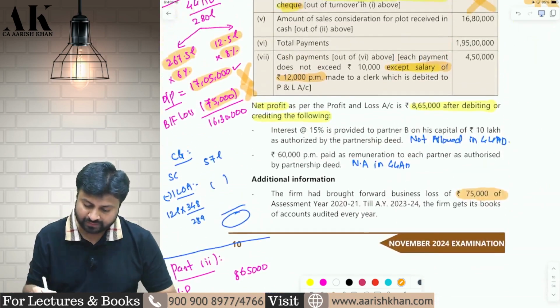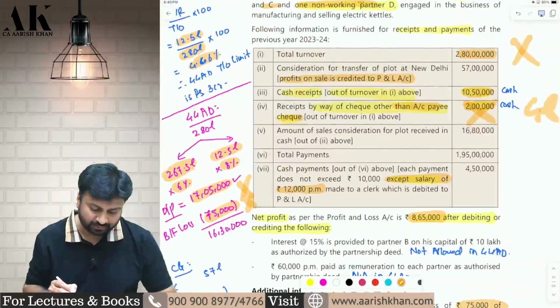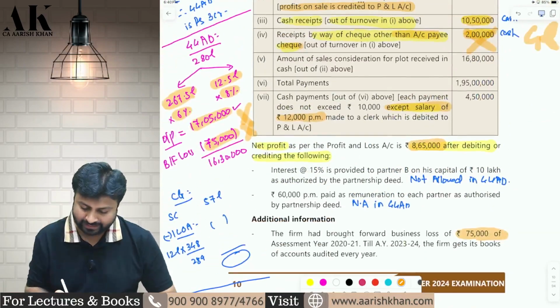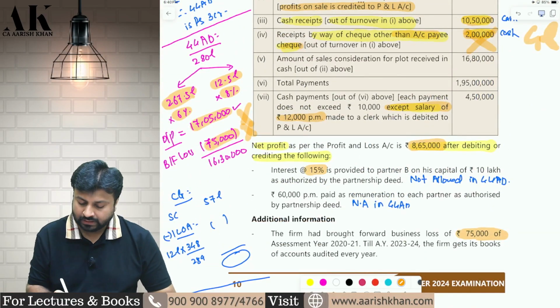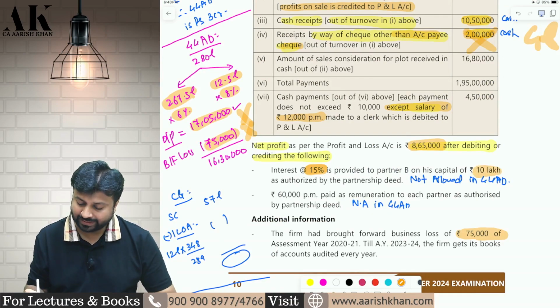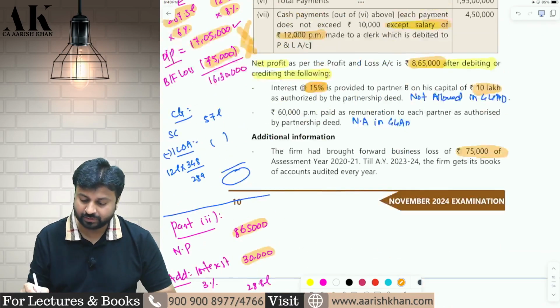What is the net profit of the assessee? 8,65,000. I will write that down. Okay, 8,65,000 is the net profit. First of all, I will add back the interest which is in excess of 12%. So total interest is 15%. We are allowed only 12%. Therefore, add back 3% interest. 3% will come to 30,000 because the capital is 10 lakhs.